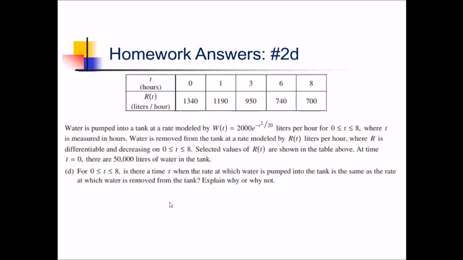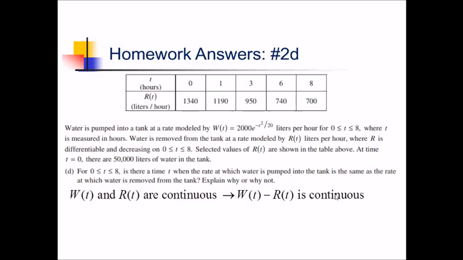Since we're going to be using the intermediate value theorem, we need to establish that W of t minus R of t is continuous. Let me start by saying that W of t and R of t are individually continuous. We know this because W of t is just an exponential function, and in the exponential function you have a polynomial, so there's nothing here that's going to break continuity. Then we have R of t, which, although they just gave us a table, they did tell us was differentiable. Therefore, we know it is also continuous. So if these functions are individually continuous, if I subtract them, W of t minus R of t must also be continuous. Subtraction is not going to affect continuity.